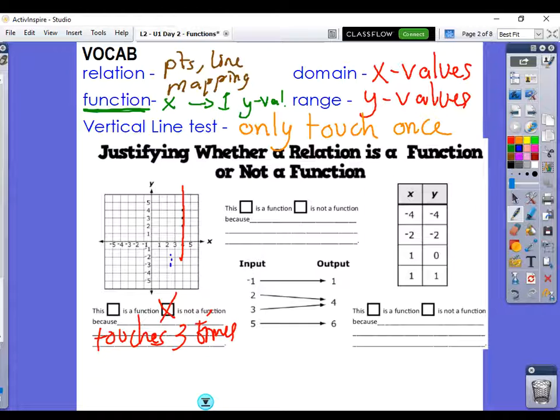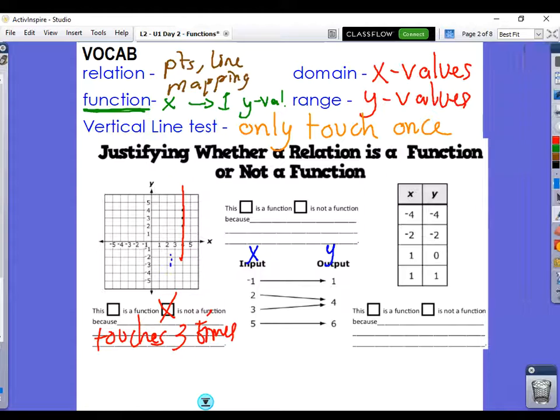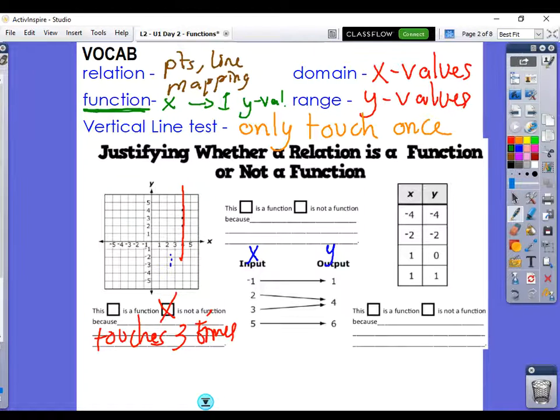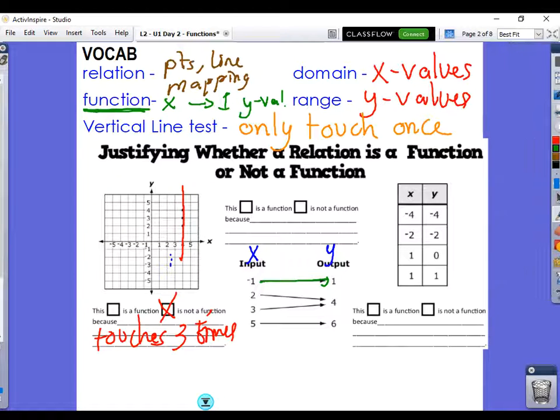This middle one's a little bit different. This is called a mapping. The way I want you to understand a mapping is that your inputs, aka your x values, go on one side, and these are your y values, your outputs. Your inputs, like we said before, can only be mapped to one y value. So take this first one for example. -1 is mapped to +1. +5 is mapped to +6.